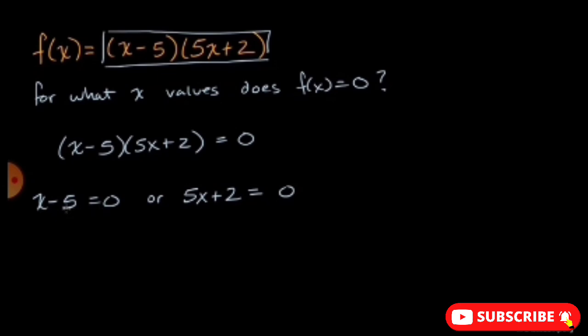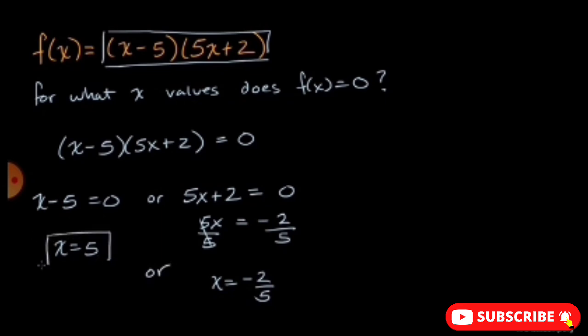Now if we solve for x, you add 5 to both sides of this equation, you get x is equal to 5. Here, to solve for x, you can subtract 2 from both sides. You get 5x is equal to negative 2. Then you can divide both sides by 5 to solve for x, and you get x is equal to negative 2/5. So here are our two zeros. You input either one of these into f of x. If you input x equals 5, if you try to evaluate f of 5, then this first expression is going to be 0. And so a product of 0 and something else, it doesn't matter that this is going to be 27. 0 times 27 is 0.